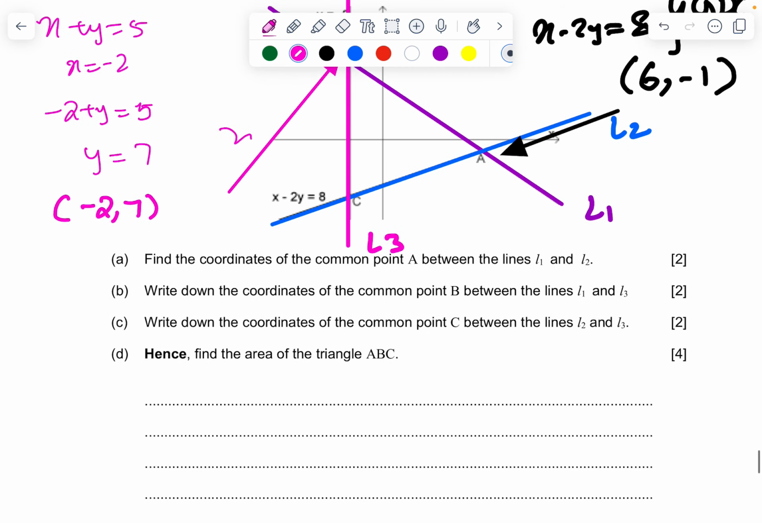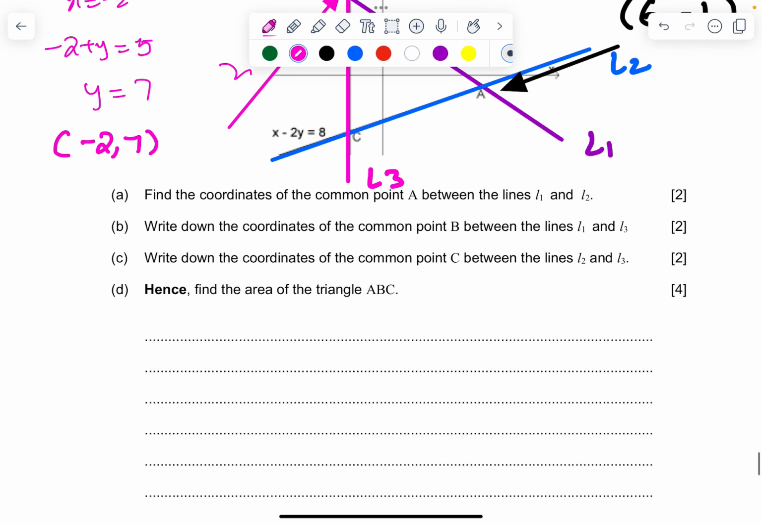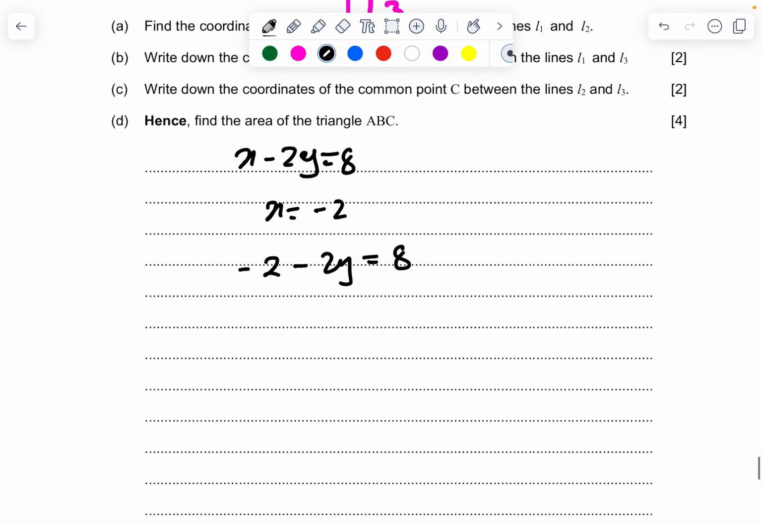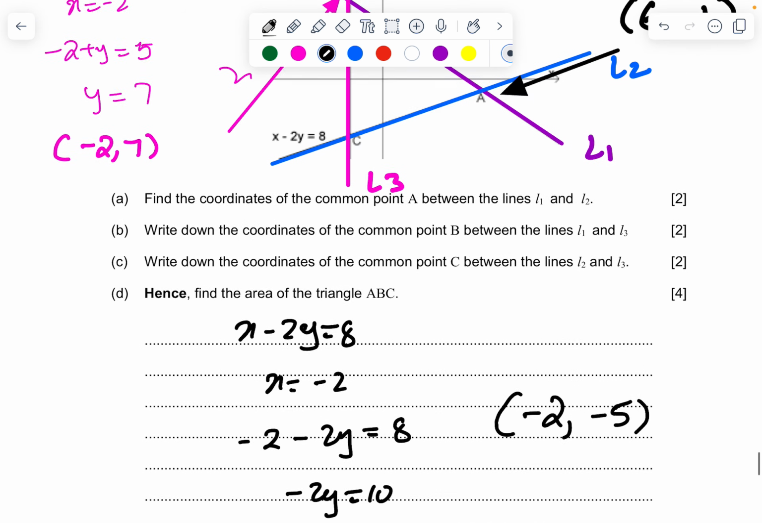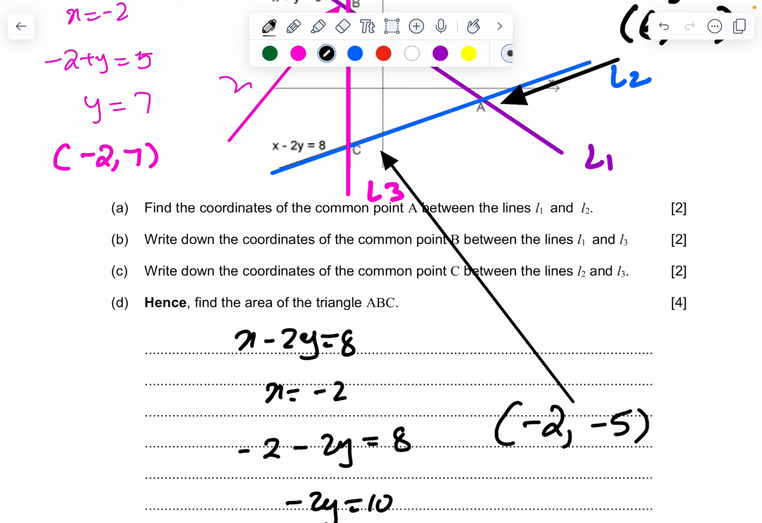Now finally L2 and L3. L2 is x minus 2y equals 8 and x equals negative 2. So negative 2 minus 2y equals 8, so negative 2y equals 10, y equals negative 5. So the point is negative 2 comma negative 5. This is going to be this point.